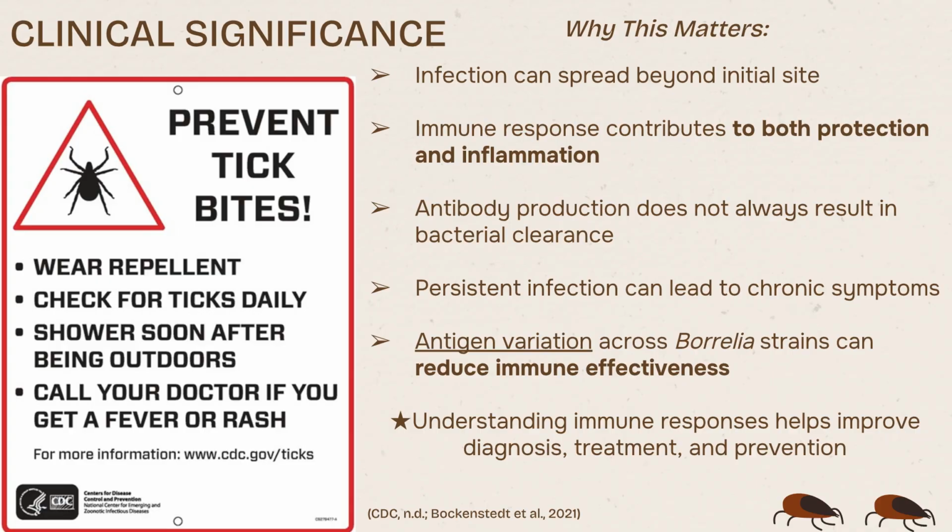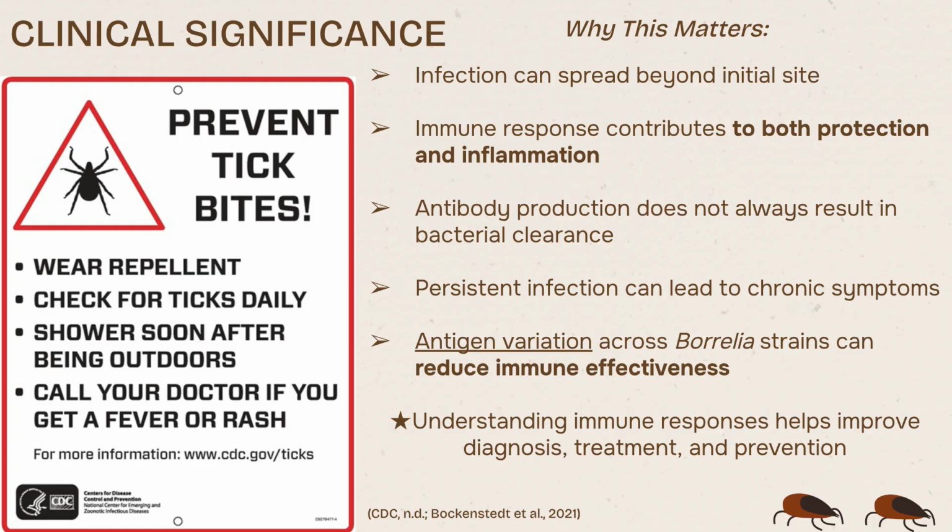The immune response plays a dual role. It helps control the infection, but it also contributes to inflammation, which can cause many of the symptoms we see in patients. Even though the immune system produces antibodies, including IgM and IgG, these do not always lead to complete clearance of Borrelia. As a result, the bacteria can persist in tissues, leading to ongoing immune activation and chronic inflammation. This could explain long term complications such as Lyme arthritis and other persistent symptoms.